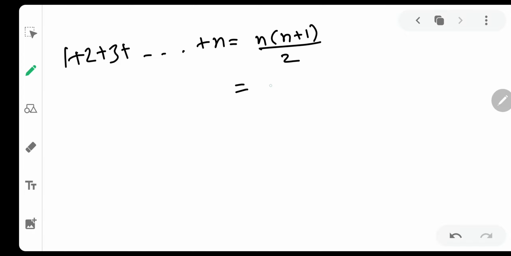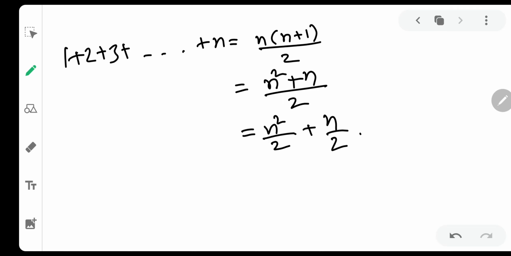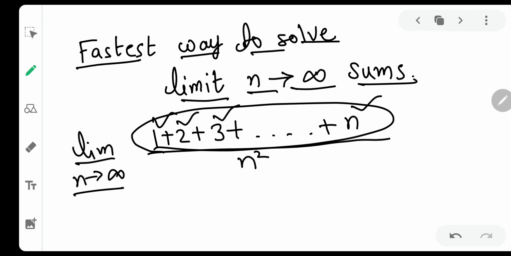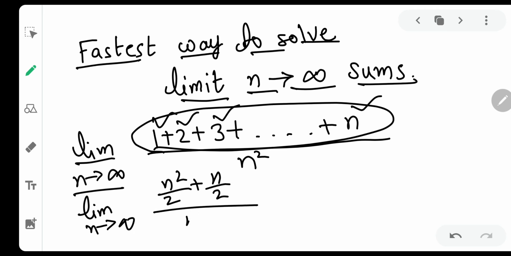I would like to solve that polynomial further. n square plus n by 2, which is equal to n square by 2 plus n by 2. Okay, this thing I have done deliberately to make you understand. Now let us put down these values in the question. So what will it be? Limit n tends to infinity, n square by 2 plus n by 2 upon n square.